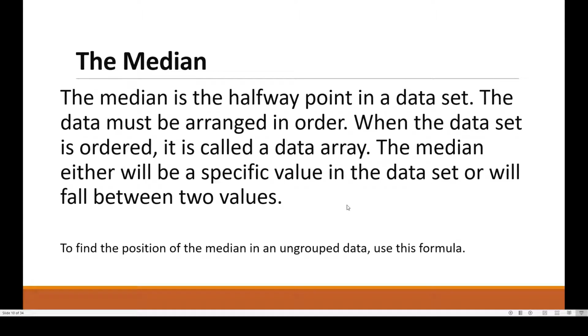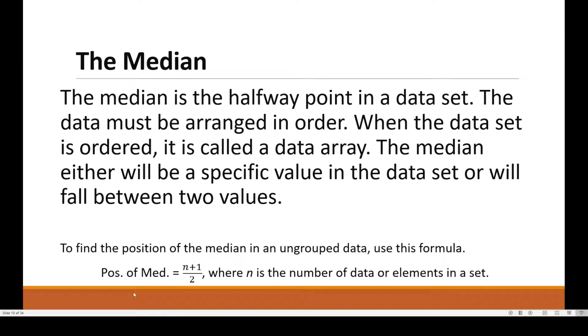So to find the position of the median in an ungrouped data, we have to use this formula. The position of the median is equal to n plus 1 over 2, where n is the number of data or elements in a set.